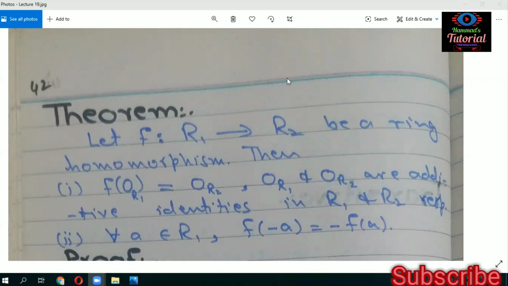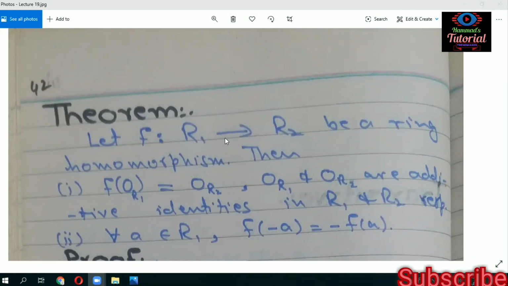But in rings, under addition, R is an abelian group, so definitely under addition the identity, that is the additive identity, exists in a ring. But under multiplication, R is just a semigroup, so it is not necessary that there must exist a multiplicative identity also. So the theorem is valid only for the additive identity. So now we start the theorem.